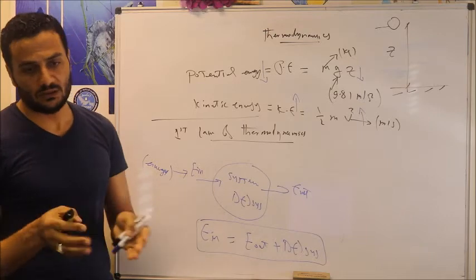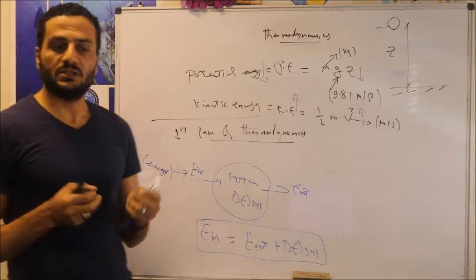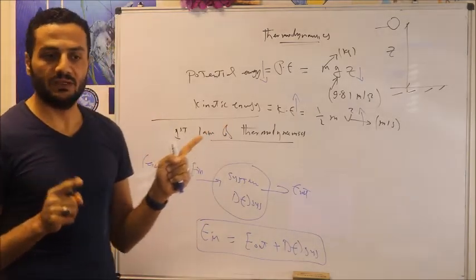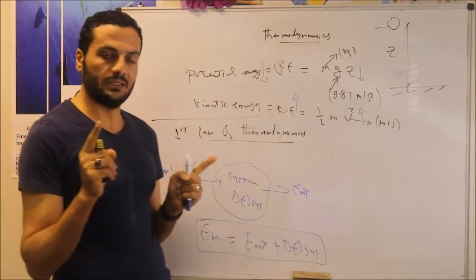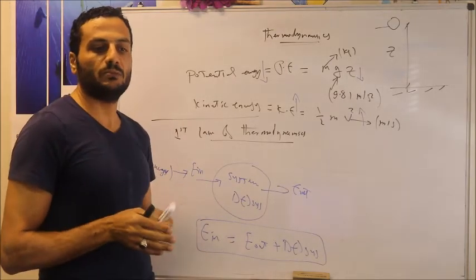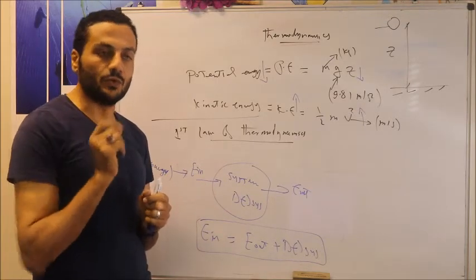Still we are in this slide 3. To study any thermodynamic system, we have 2 approaches. One approach is classical thermodynamics, and the second approach is statistical thermodynamics. Classical thermodynamics is also called the macroscopic approach. Statistical is called the microscopic approach.